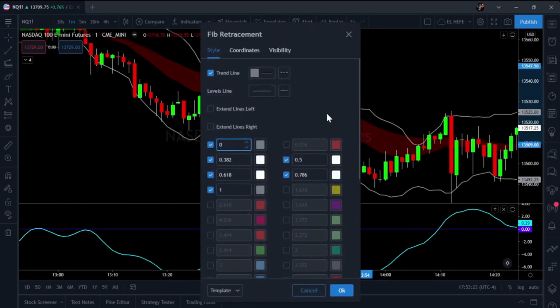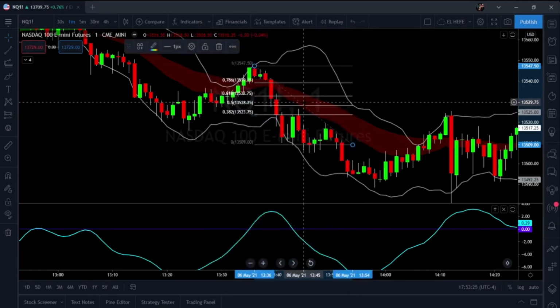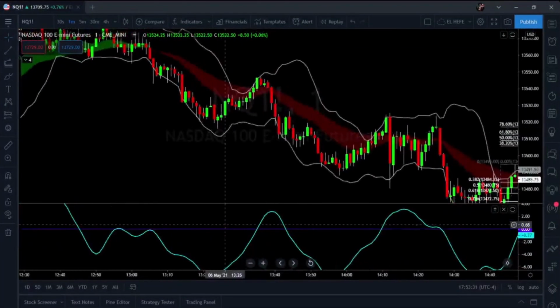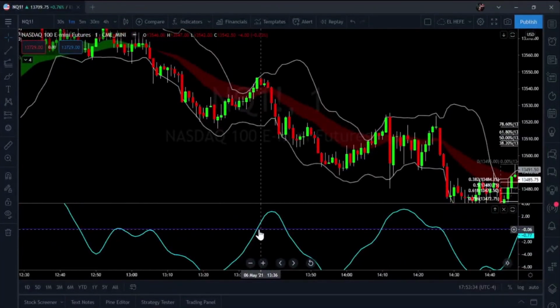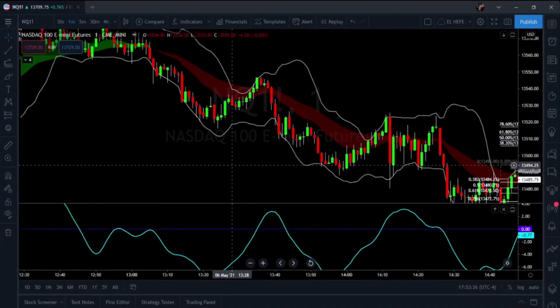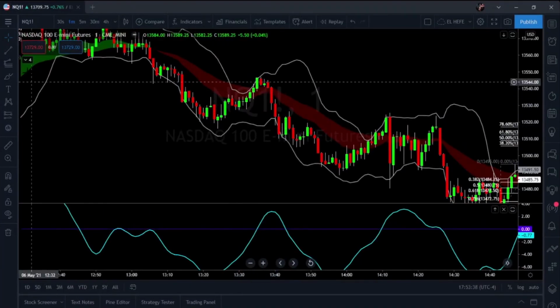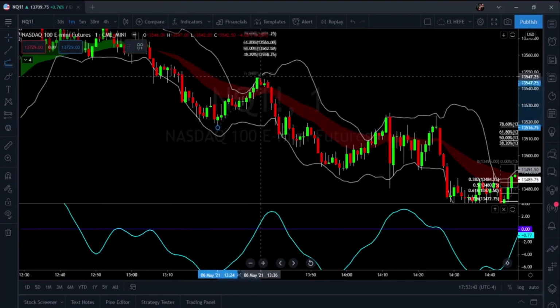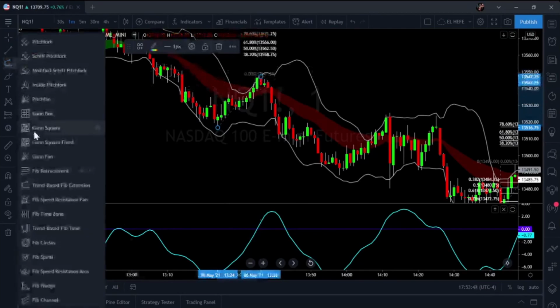What do I have going on over here? I don't even know why I have this. Let me fix this. This would have been a loss. This is what I'm looking at. So we'd look over here to the left. Pull the target out. Pull the retracement out.